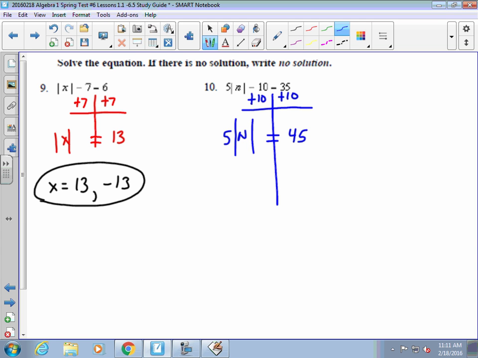Again, before you get to the absolute value, that works in the same step as a grouping symbol or parentheses. That's the last thing you have to undo. We need to undo this 5 times that by dividing by 5. You do it to the left, do it to the right. 45 divided by 5 is 9. Now we have the absolute value of n all by itself. We have it isolated. So this number is 9 away from 0. Remember the left side and the right side of 0. So both 9 and negative 9 are that far away from 0.